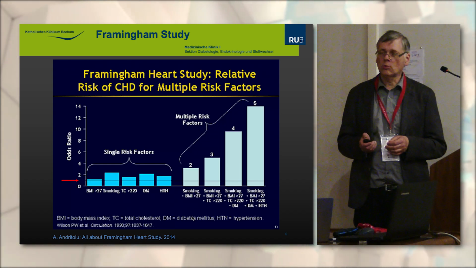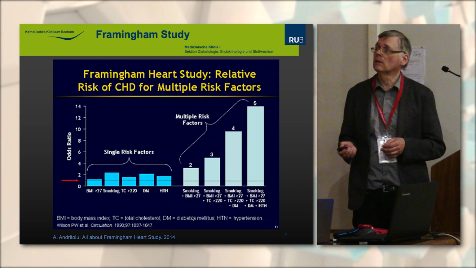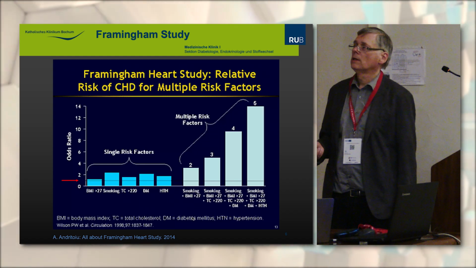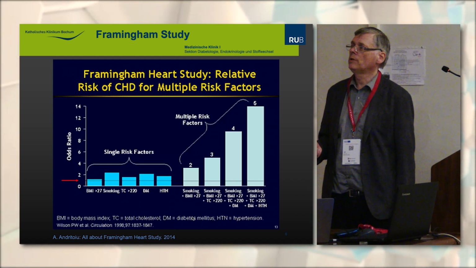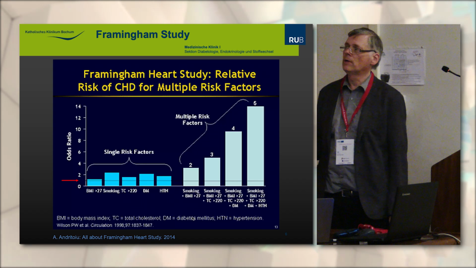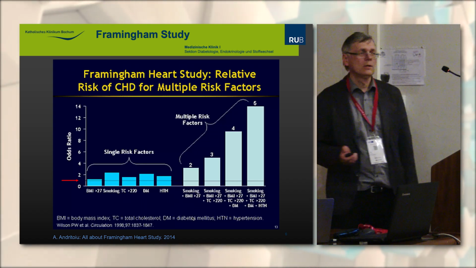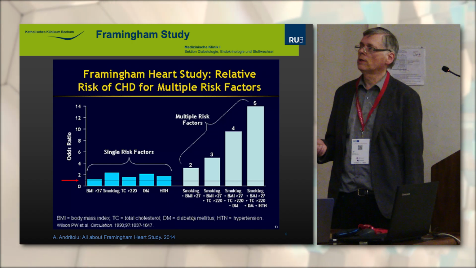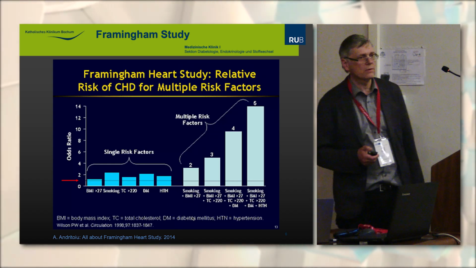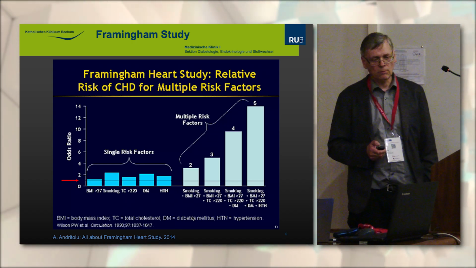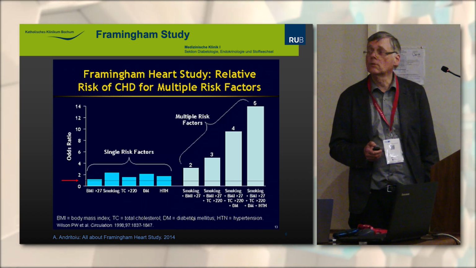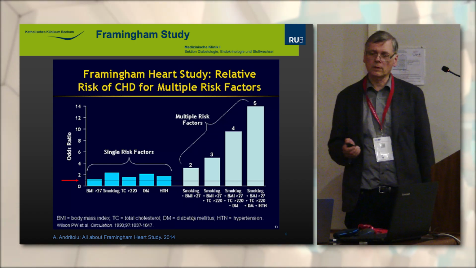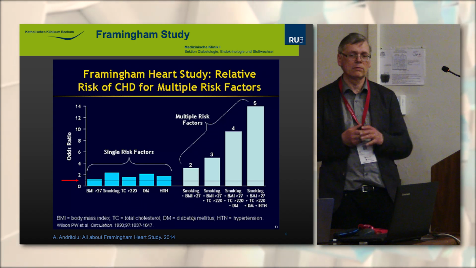What they found is that there are several factors which increase the risk. These are hypertension, diabetes, elevated blood lipids, smoking, and to a lesser degree obesity. But one of the most important ones is diabetes, which doubles the risk of suffering from heart attacks or stroke. And if it is combined with other risk factors, the risk increases even more.